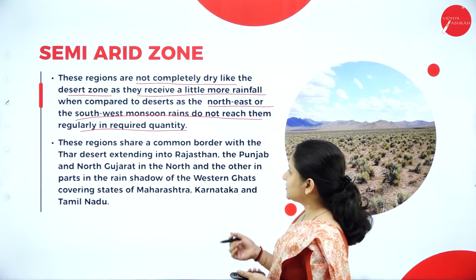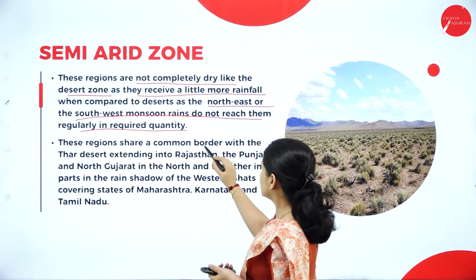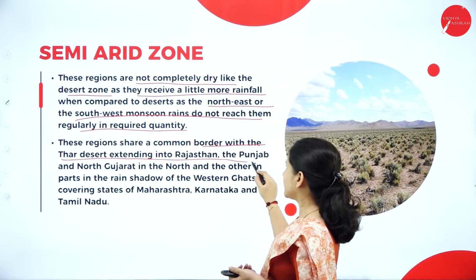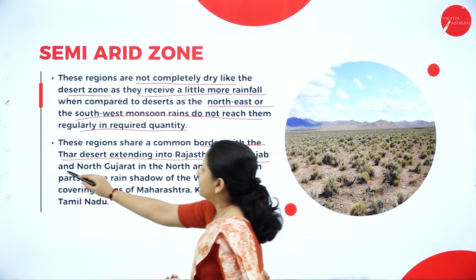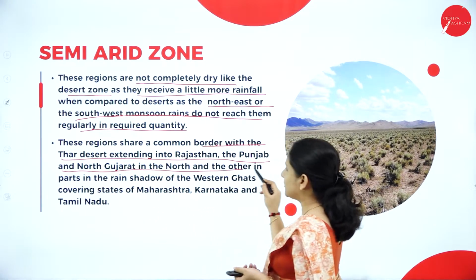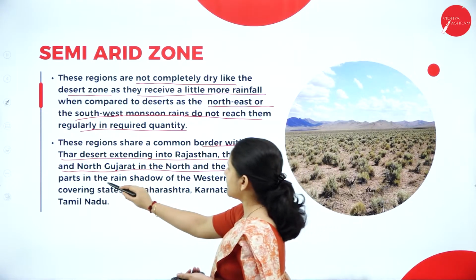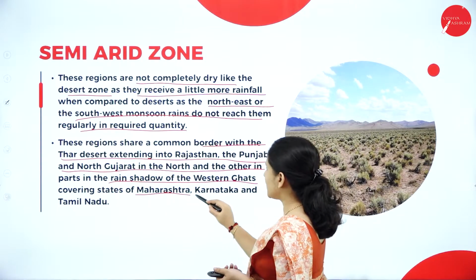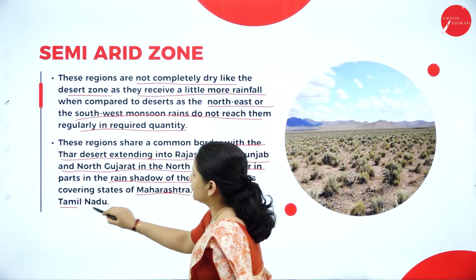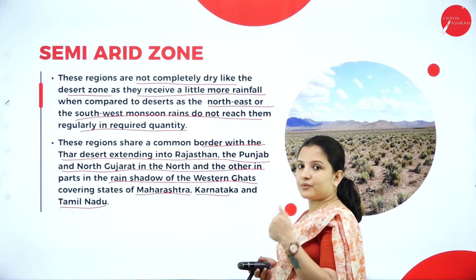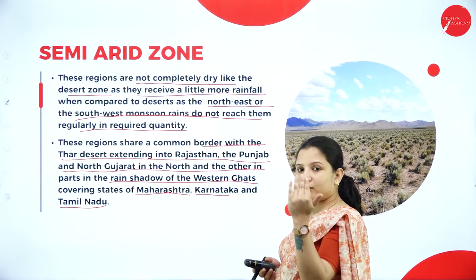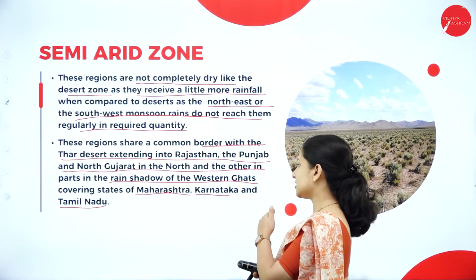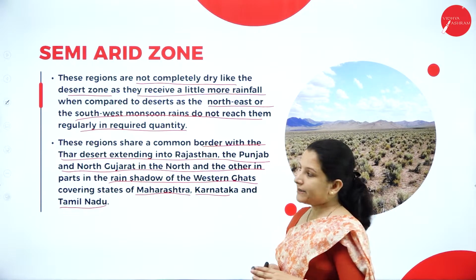So these regions share a common border with the Thar desert in Rajasthan, extending into Rajasthan, Punjab and North Gujarat in the north, and the other parts in the rain shadow of the Western Ghats covering the states of Maharashtra, Karnataka and Tamil Nadu. So semi-arid zones are present starting from the border of Rajasthan, extending to some of the regions of Maharashtra, Karnataka and Tamil Nadu as well.